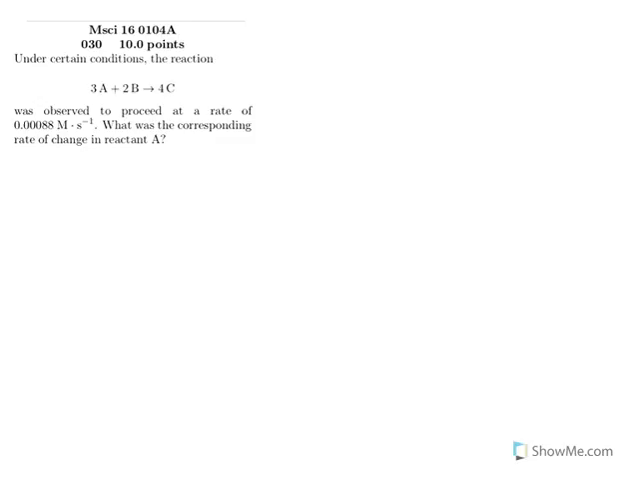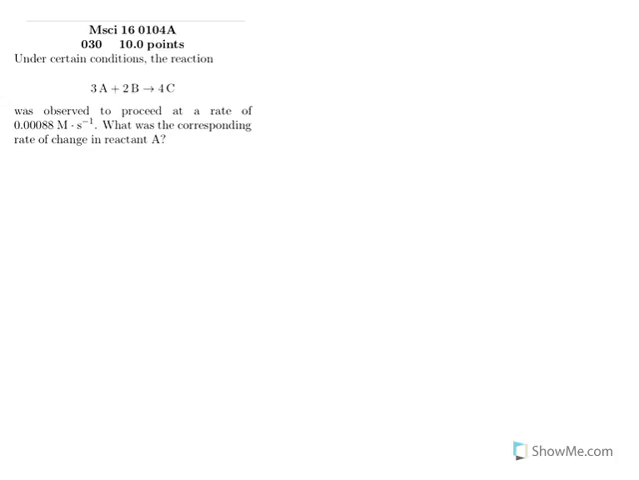For this problem, rather than giving us the rate of the reaction in terms of the rate of disappearance of A or B and appearance of C, it's giving us a rate for the whole reaction. And when they do that, what that means is that if there were something in the reaction that had a coefficient of 1, that would be the molarity per second change that you would see for that reactant or product.